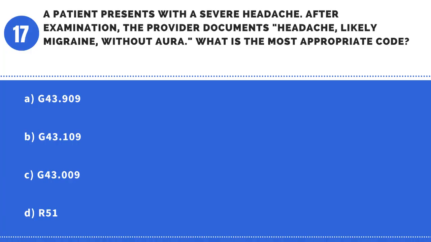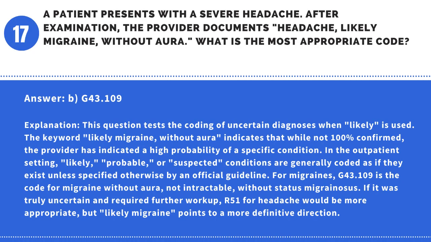Question 17. A patient presents with a severe headache. After examination, the provider documents headache, likely migraine without aura. What is the most appropriate code? A. G43.909. B. G43.109. C. G43.009. D. R51. Answer B.